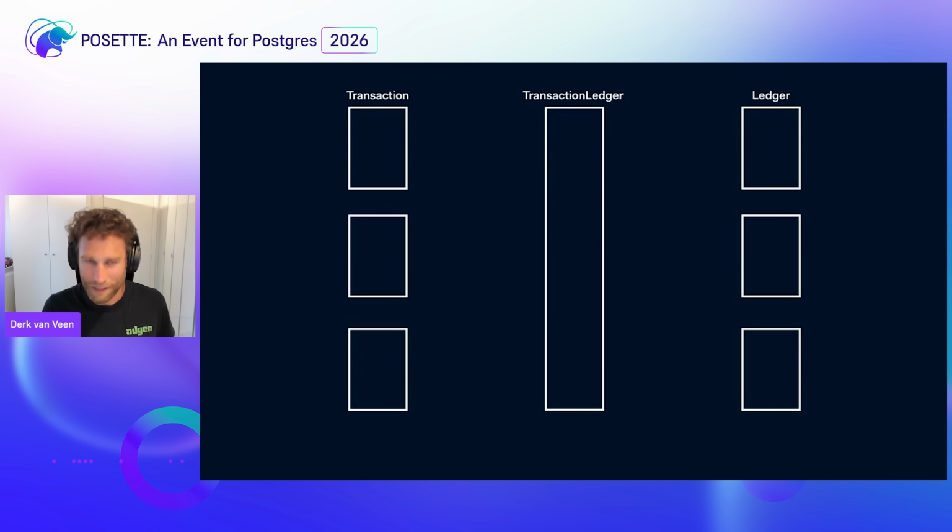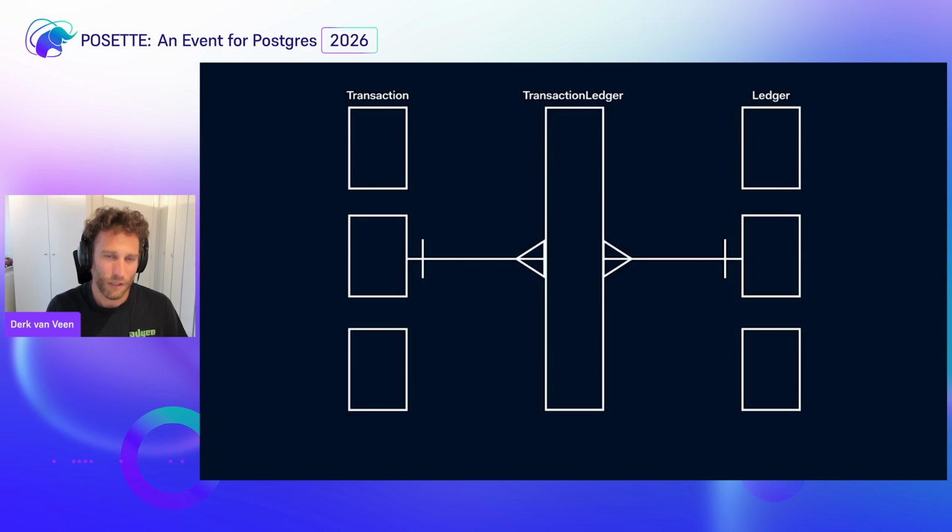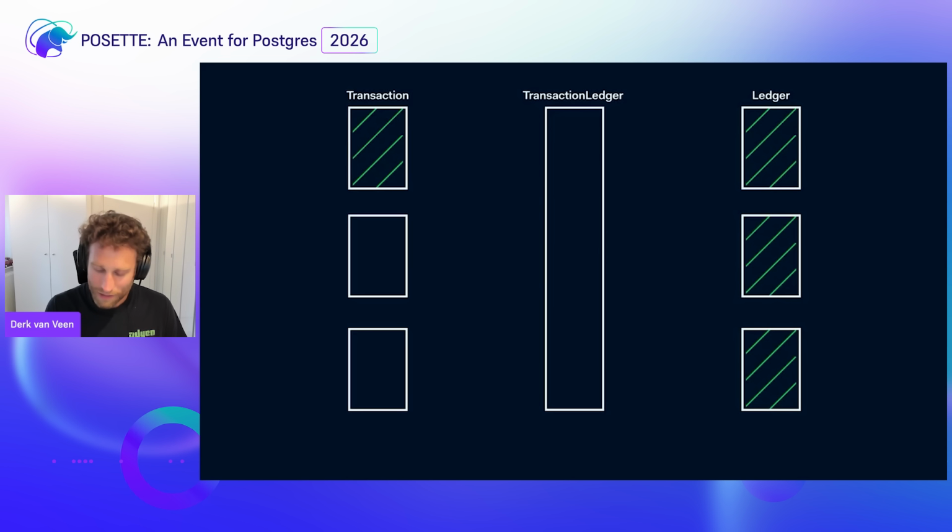But I know how this goes. Sometimes you have an associative table between two tables. So in this case, between transaction and ledger, I have a transaction ledger table. How do I fix this? Because if I want to join a transaction with a ledger, they are not even partitioned on the same column. So this query will be expensive by definition. There's nothing I can do.